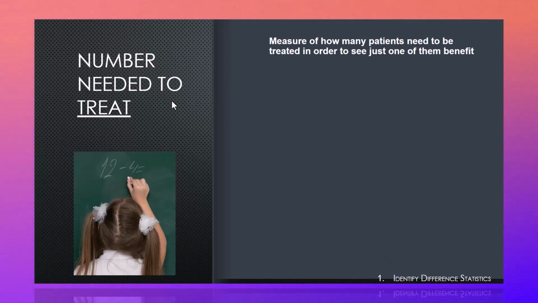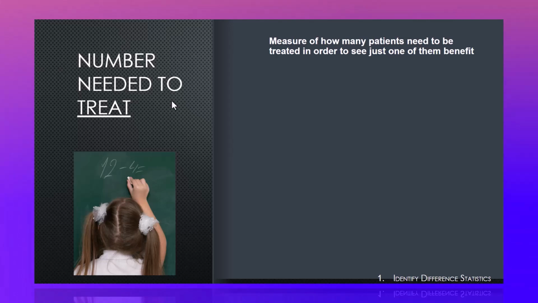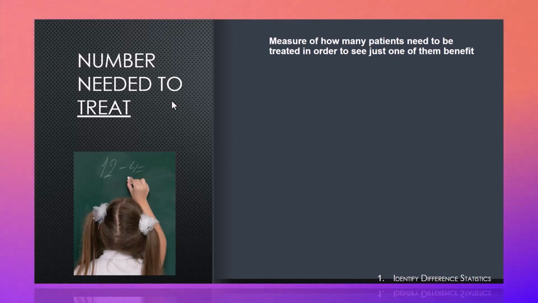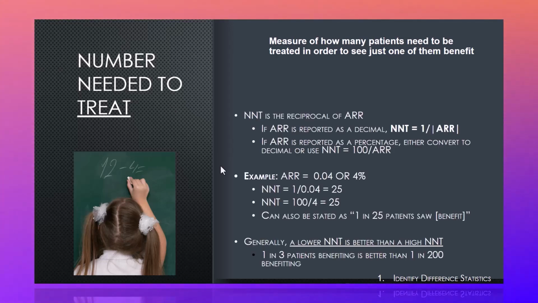Number needed to treat is the measure of how many patients need to be treated in order just to see one of them benefit. The number needed to treat is the reciprocal of the absolute risk reduction. Reciprocal is just 1 divided by that value. If the absolute risk reduction is reported as a percentage, you want to take that percentage into consideration, which is times 100. So you take 100 divided by that value.